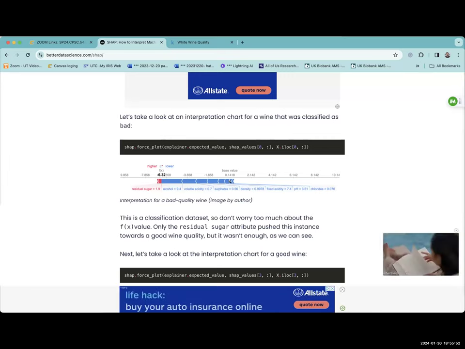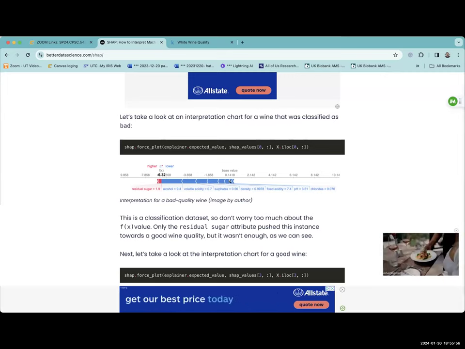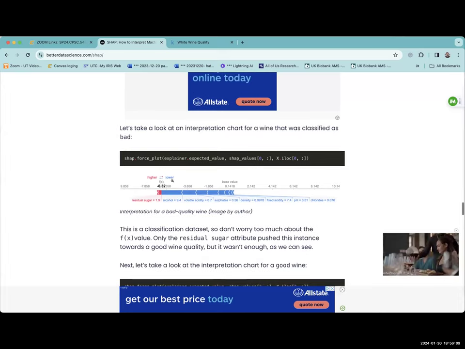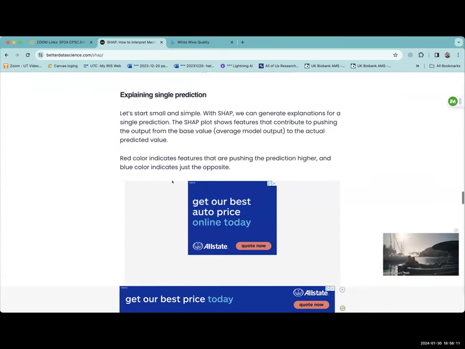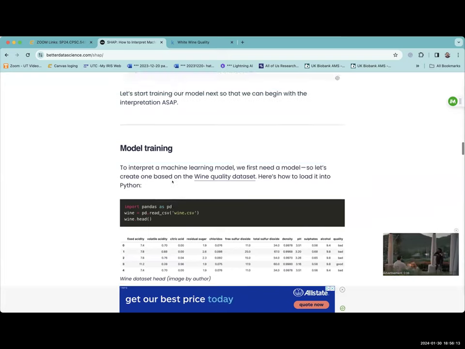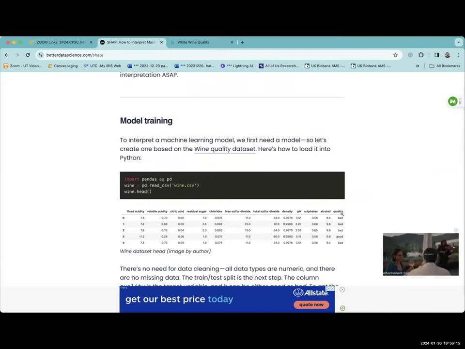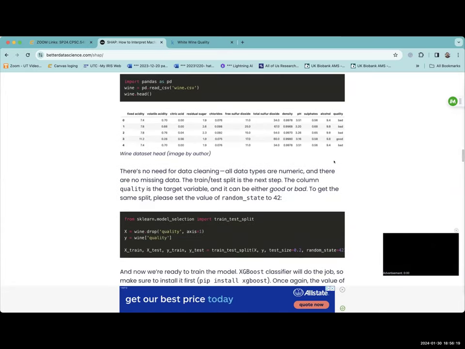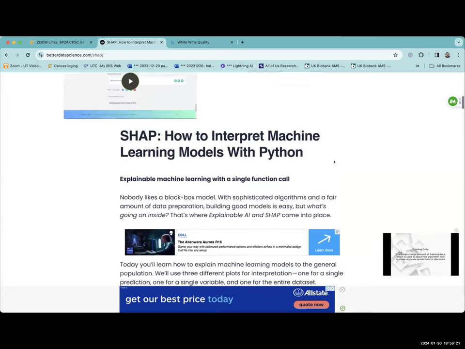But I don't remember the quality having a negative value though. How did that go to negative something? See the fx now, -6.32. How did that happen? I thought we just had a value. Oh, I see. Good, bad. Ah, that must be a pseudo categorical number somehow.